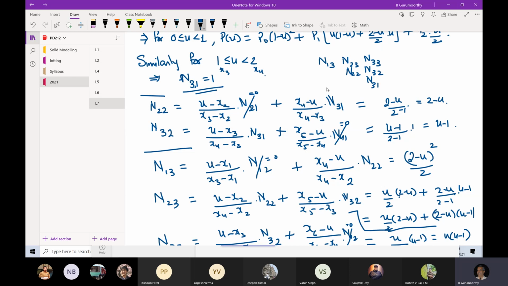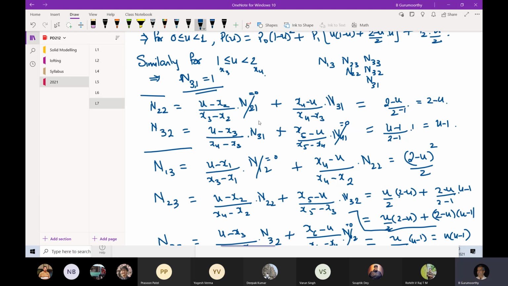And you go through the same exercise again, right? N22. So i is 2 and k is 2. So this is the expression. This is not defined. This is i plus k minus u, i plus 1. And N31 is 1. And therefore, I get 2 minus u. x4 is 2 and x3 is 1, right? So that's what you get.